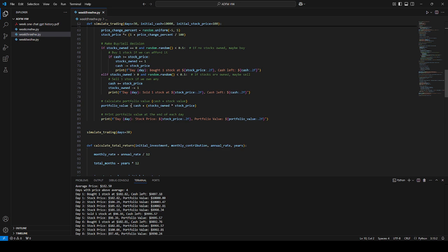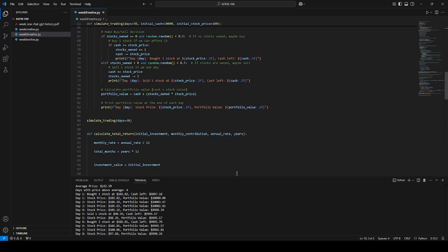And then for our portfolio value, this will come from our cash plus our stock times our stock price, and we'll be able to print out the stock and the portfolio value.